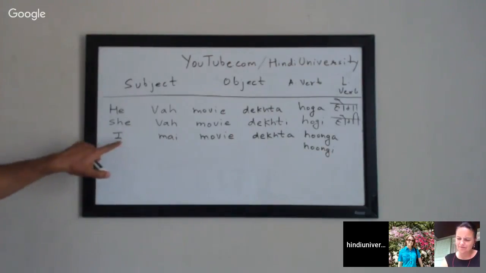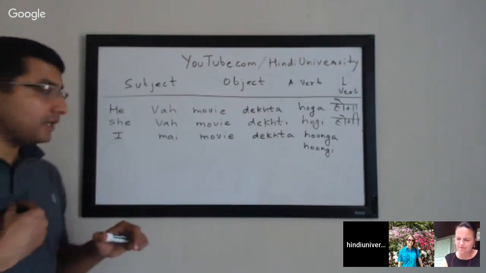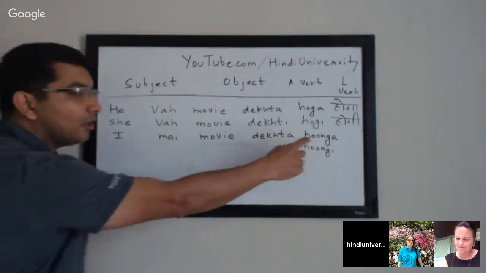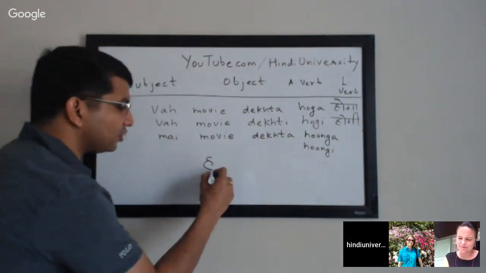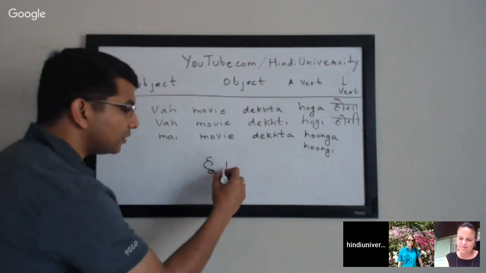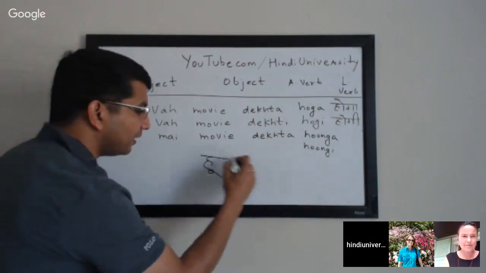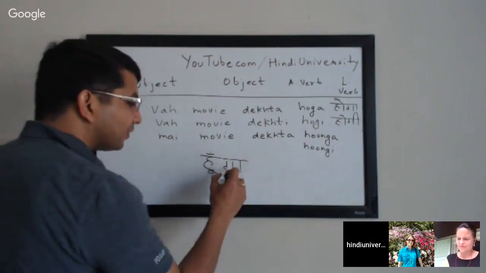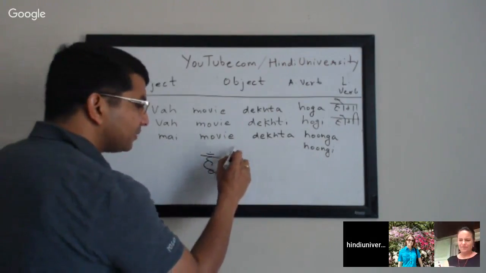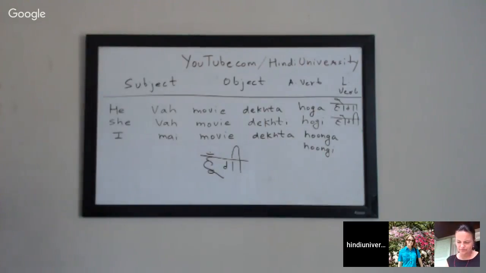So again, if I'm saying it, it will be मैं मूवी देखता हूँगा. And the way you write it in Devanagari, you have a u, and then ga with a, and you have this हूँगा there. Okay. हूँगा. मैं मूवी देखता हूँगा. And for a girl, it will be same thing, but it will be हूँगी. मैं मूवी देखती हूँगी.